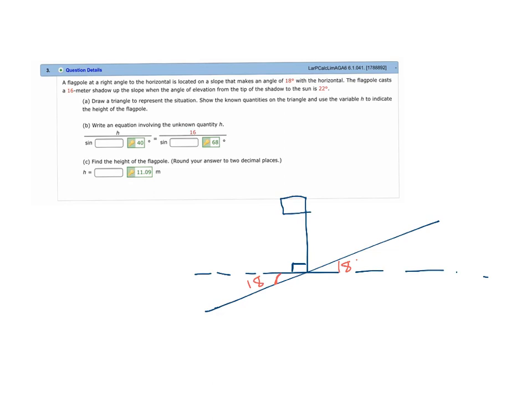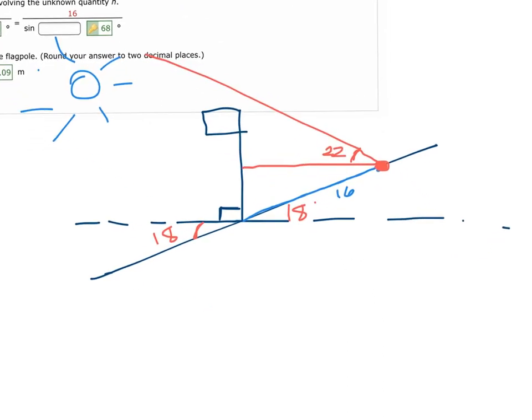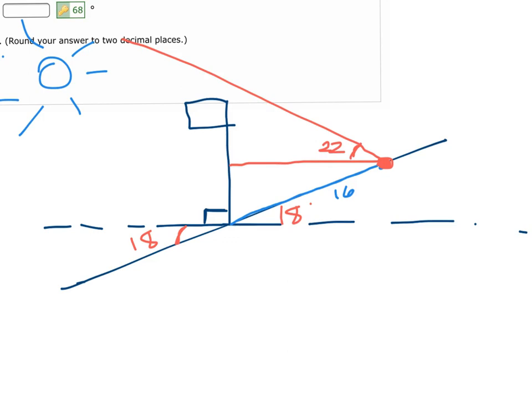And then it says it has a 16-meter shadow. So if my shadow is 16 meters, let's say it ends there, up the slope with an angle of elevation from the tip of the shadow to the sun. So if my sun's over here, tip of the shadow is here. Angle of elevation would go from ground level up or horizontal up, which means that this angle here is 22 degrees. With me so far?